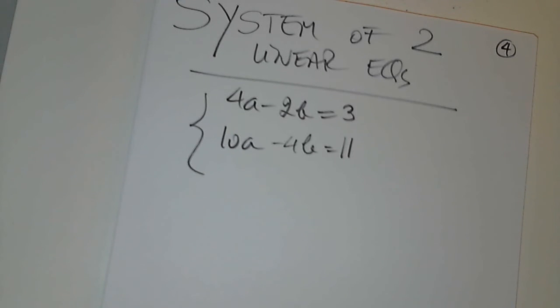Now we have to pick a method. We have plenty. We have substitution, which I really don't recommend, unless you want to work with fractions. Elimination. We have Cramer's rule. We have matrices. We have inverse matrix. Which method do you prefer?